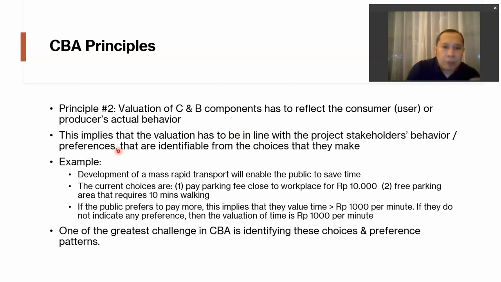So the case is that the development of a mass rapid transport will enable the public to save some time. So currently, the public faces two choices. Number one, they can pay a parking fee close to the workplace for 10,000 rupiah. Number two, they can look for free parking, but those free parking spots require about 10 minutes of walking. So if the public actually prefers to pay more, this implies that they value their time more than 1,000 rupiah per minute. So 1,000 would be 10,000 rupiah divided by 10 minutes of walking. But if the public does not indicate any preference, then the valuation of time based on their values is 1,000 rupiah per minute. So one of the greatest challenges in CBA is to identify these choices and preference patterns from the project stakeholders.